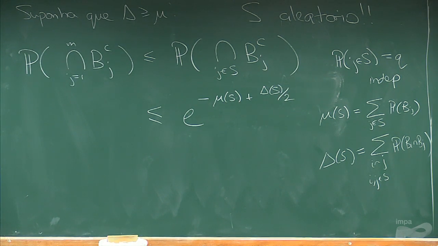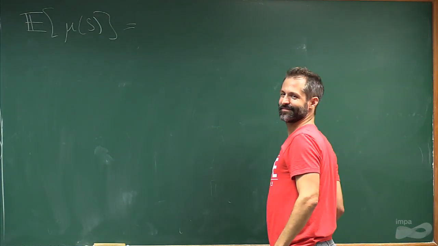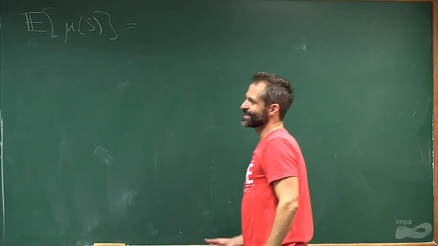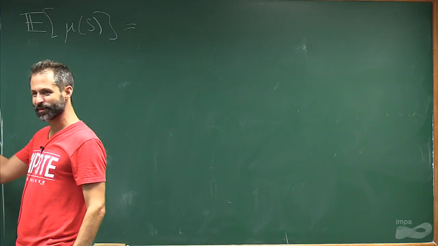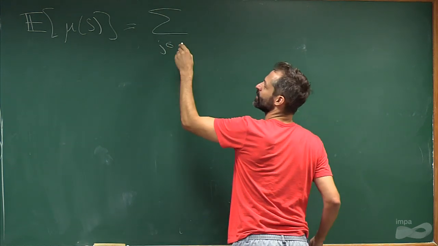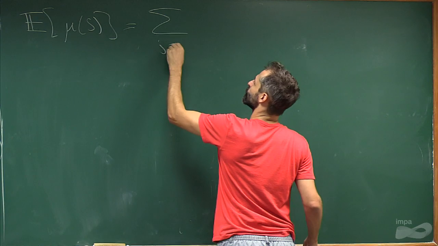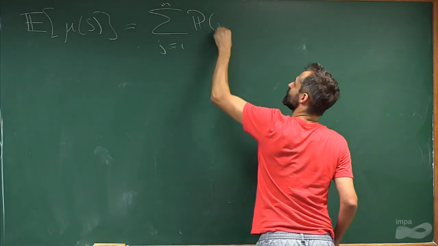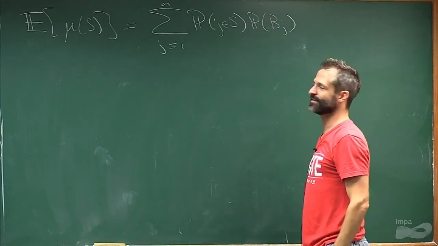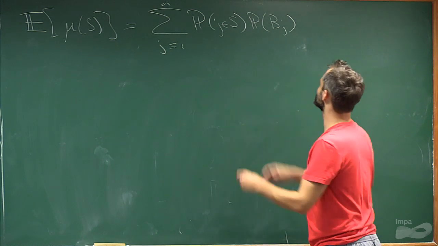What should we calculate? Let's calculate the expected values. What's the expectation of mu of S? Each of these is present with probability q. So it's the sum over j from 1 to m of the probability that j is in S times the probability of B_j, which is what you get if it's present. This is q, so it's just q times mu.